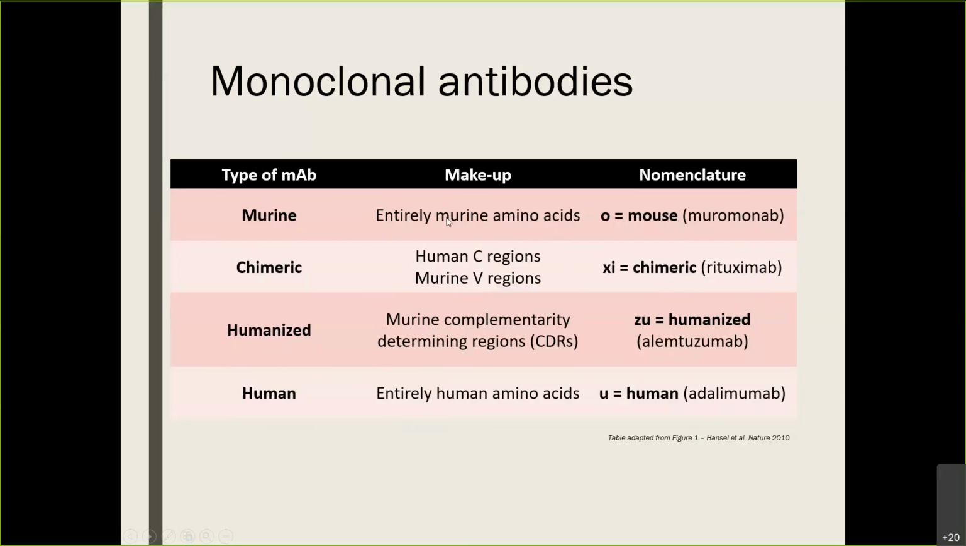And as you work your way down the category to more human-based proteins, these monoclonal antibodies, these proteins are better tolerated from an infusion perspective. And then there's just a nice hint about the nomenclature and how we name these agents based upon their protein configurations.